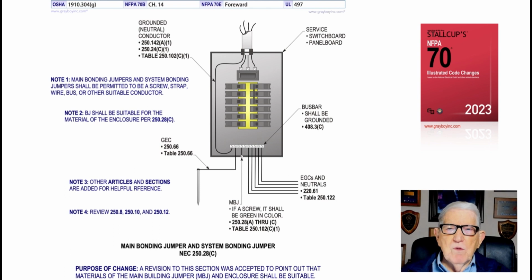And in 3, we have helpful sections to help us along and learn other important information. And you see call-outs in the black text that will help you do this. Now, depending on how you terminate the bonding jumper, Note 4 suggests that you look at 250.8, 250.10, and 250.12 respectively. And that's what this illustration is illustrating to the user of the NEC.